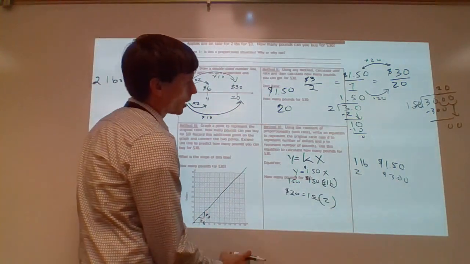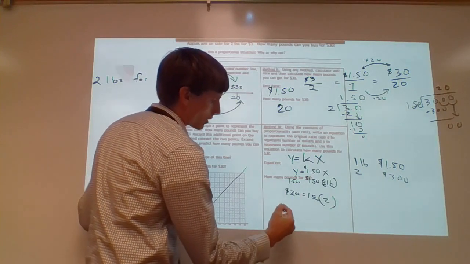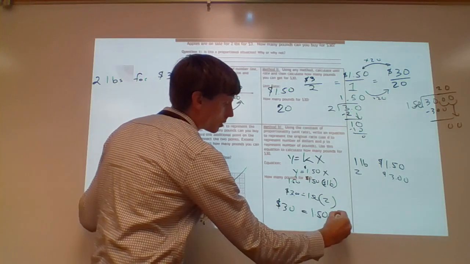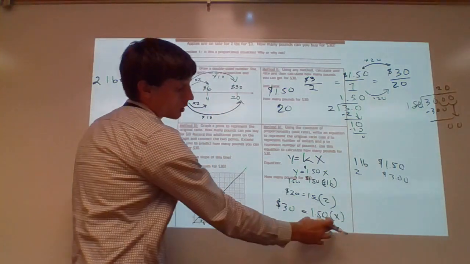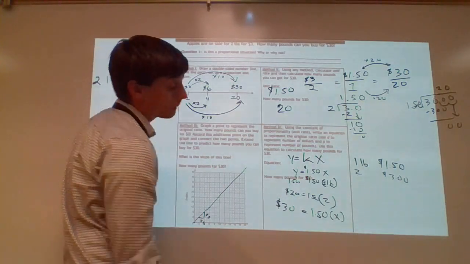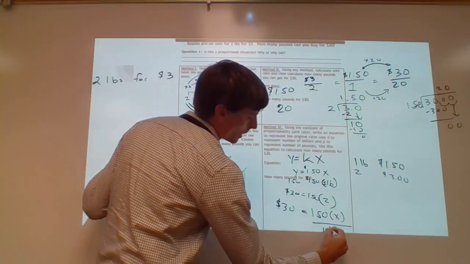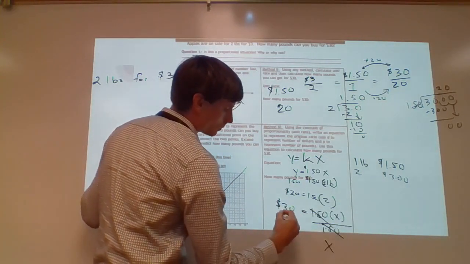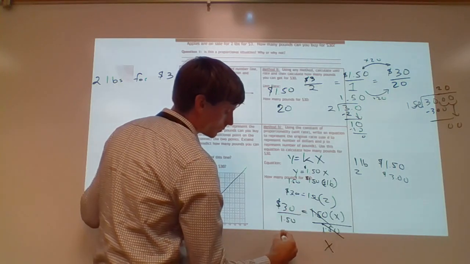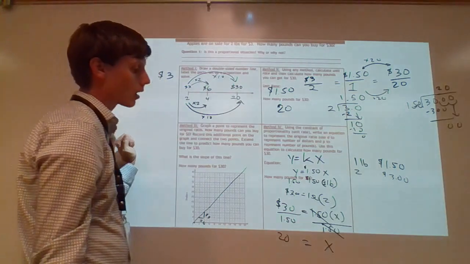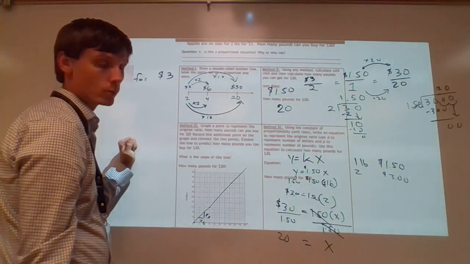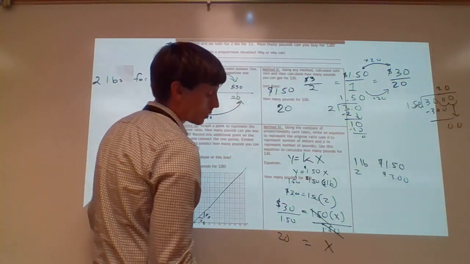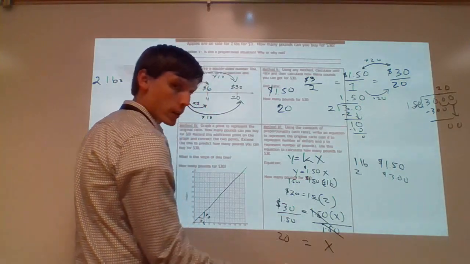And still solving this, if we go back to our original problem, we're saying we need $30, and it's $1.50 per pound. How many pounds is it? That's our x there. Just like before, if we divide by 1.50, we're going to get our x all alone. And we get 20 pounds equal to x. So in other words, at $1.50 a pound, for $30, we can buy 20 pounds.